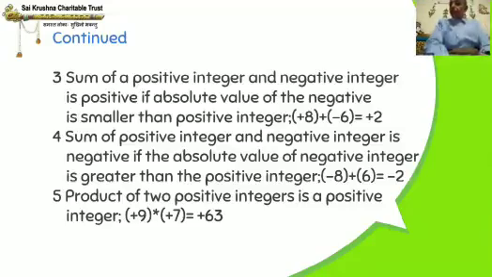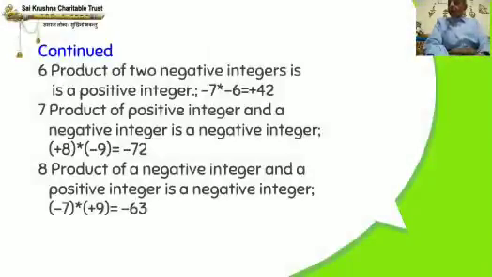Then the fifth property: the product of two positive integers is a positive integer. That means plus 9 into plus 7 is plus 63. 9 into 7 is 63. Then the product of two negative integers is a positive integer. So here we have minus 7 and another integer, minus 6. Minus 7 into minus 6 is equal to plus 42.